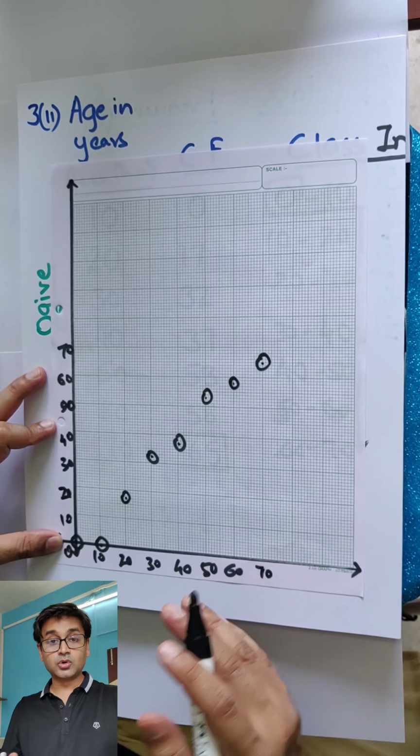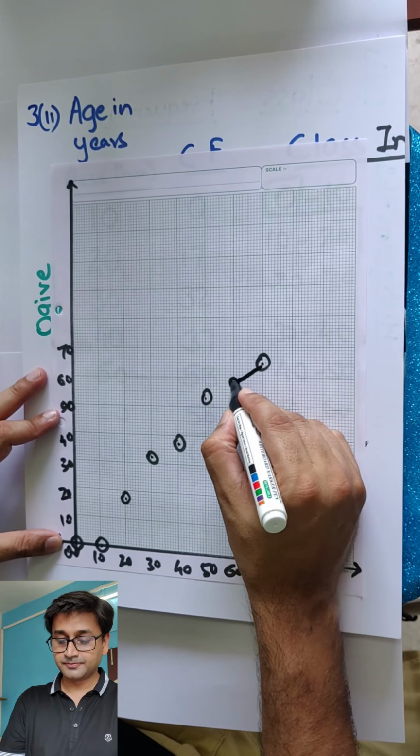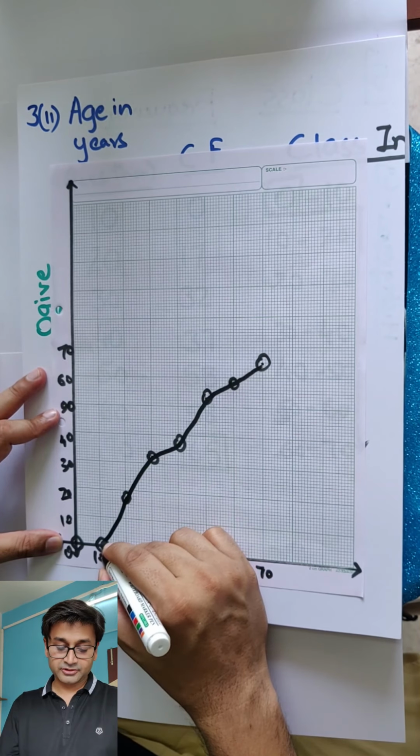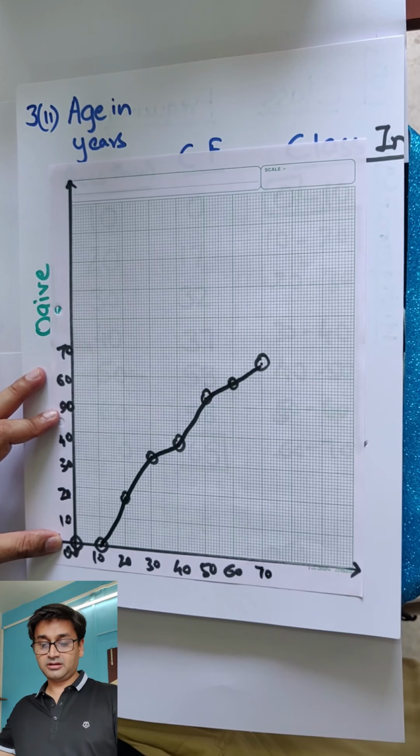Now let's see, this is going to look a very beautiful curve. Okay, let's see. Free hand and with a very nice handwriting. Is that clear? Got it everybody?